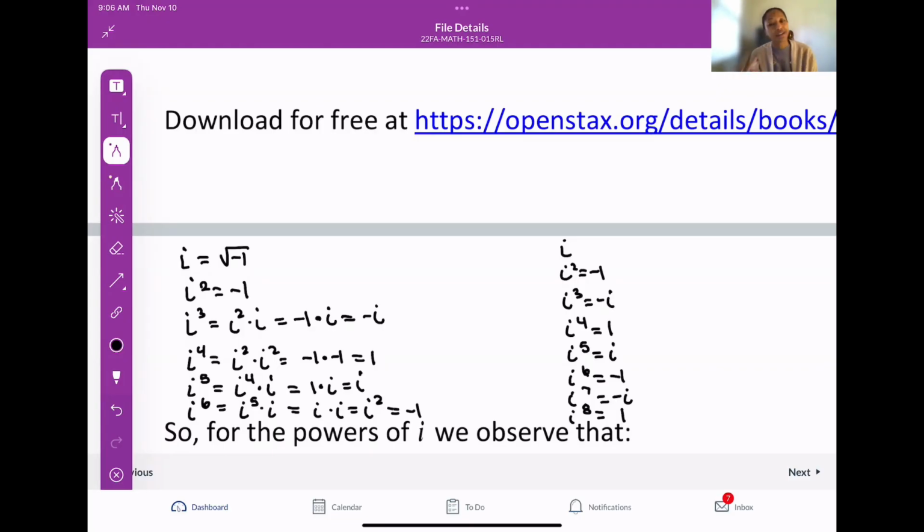i, negative 1, negative i, 1. And how do you figure out, let's say I had i to the 57th power? I'm not going to write out i to the 57th and count over and over. We can use the fact that every multiple of 4 is going to be 1. And then after that, we have i, negative 1, negative i. So we're going to divide by 4 and then use the remainder to help us figure out what power of i this will simplify to.